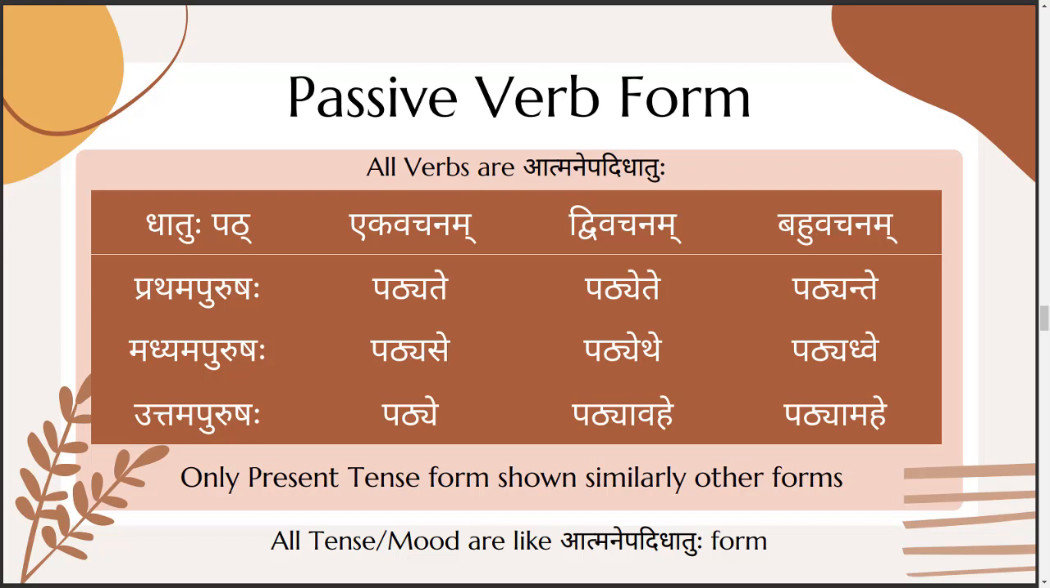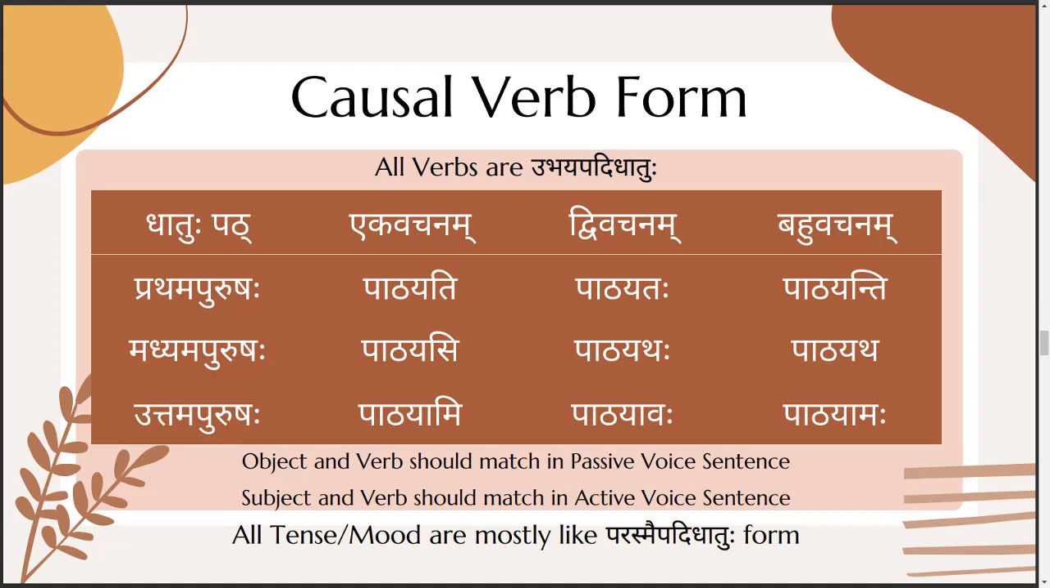And if you notice, I said this in the earlier courses also. In passive form, all verbs are treated the same. All the 2000 odd verb roots in Sanskrit are treated as Atmanepadi verb form for passive usage of verb. Then the causal verb form. Causal means making someone do something. All the causal verb forms are treated as Ubhayapadi. That means they can be written in Parasmaipadi form also, Atmanepadi form also. But mostly we find all the causal verb forms are in Parasmaipadi. Very rarely will you find them in Atmanepadi.